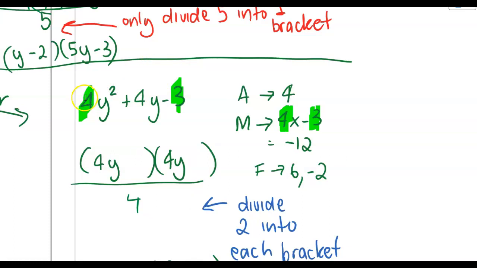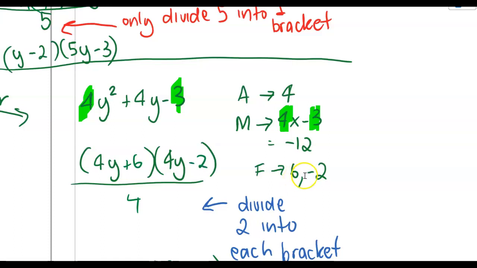Okay, so here's our question. 4y squared plus 4y minus 3. We're looking for two terms that will add to 4 and multiply to 4 times minus 3, so multiply to minus 12. So those two terms would be 6 and minus 2. So what I've done is set this up like before. Get my 4y and my 4y and that 4 on the bottom. And then I just get my two factors and I write them in.